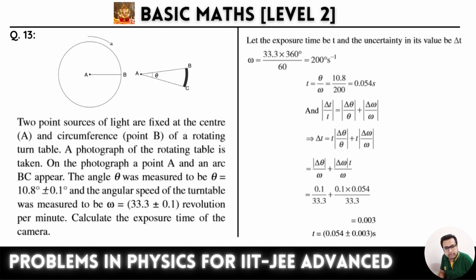Let's convert it into degrees. One revolution is 360 degree, so instead of revolution we can write 360 degree, and minute we have to convert into second, so divide by 60. So 33.3 into 360 upon 60 gives an angular speed of 200 degree per second. Every second the table is making an angle of 200 degree. So this is the angular speed.